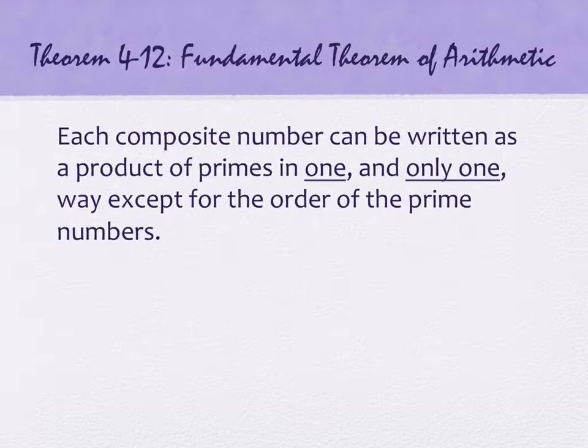All right, it says each composite number can be written as a product of primes in one and only one way, except for the order of the primes. For example, 15 is 3 times 5. We wouldn't say 5 times 3 is different. It's just ordered differently. It's the same numbers. So I'm not concerned about the order the numbers are in, but I am concerned about the fact that when I take the number 15, it's 3 times 5. There is no other prime decomposition of the number 15. And that's what the fundamental theorem of arithmetic says. When we break the numbers down, we will all get the same thing.